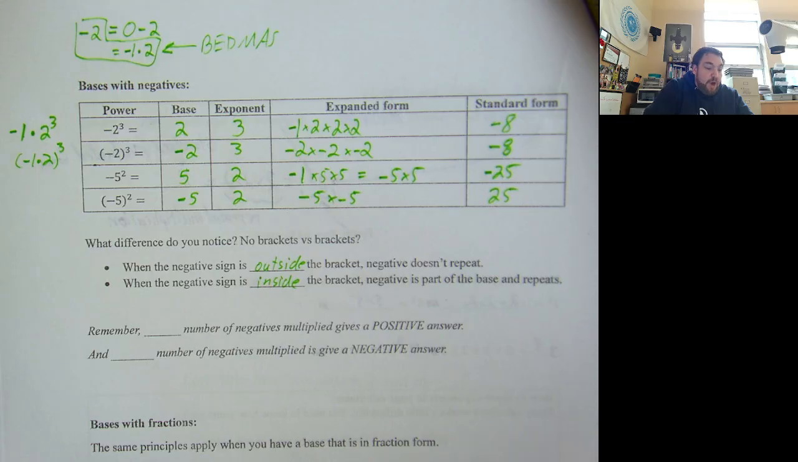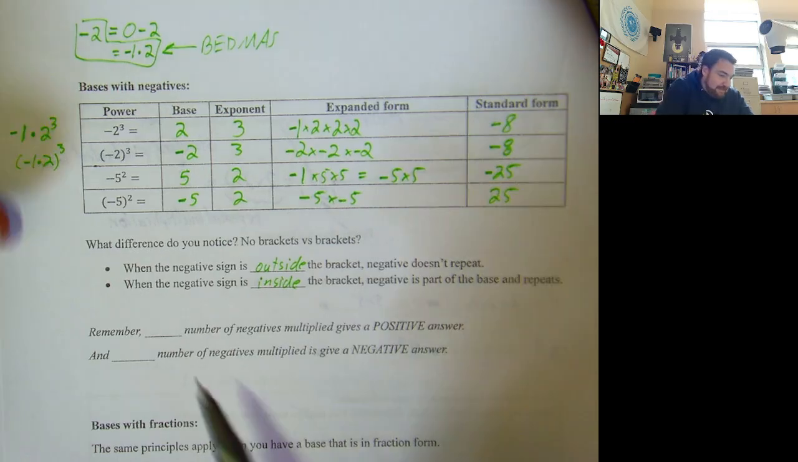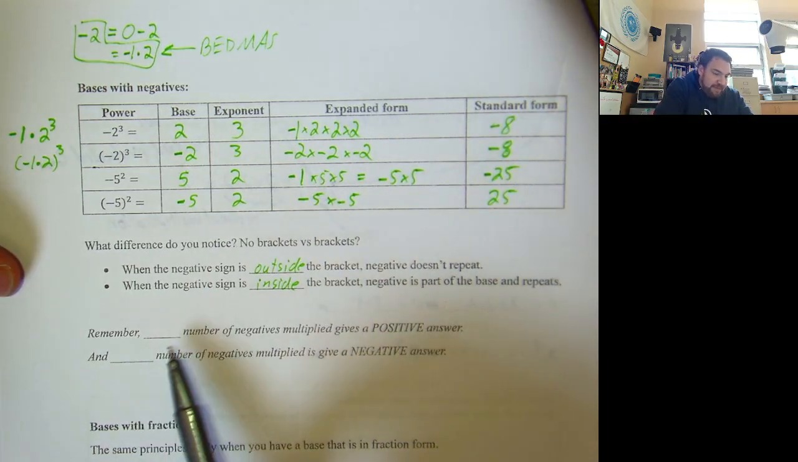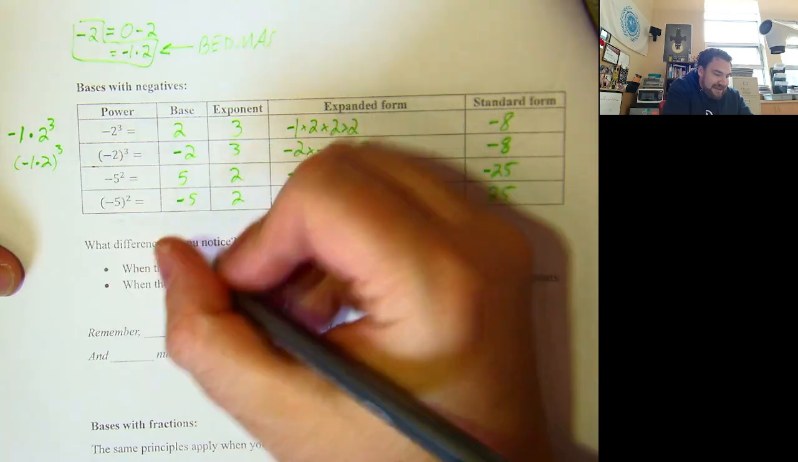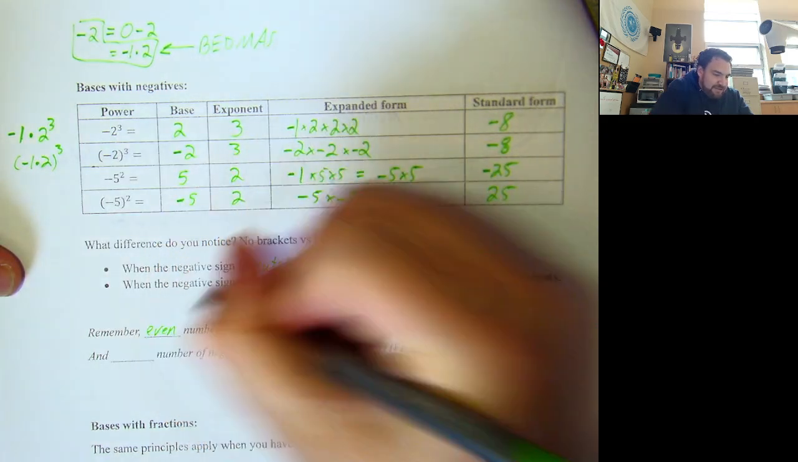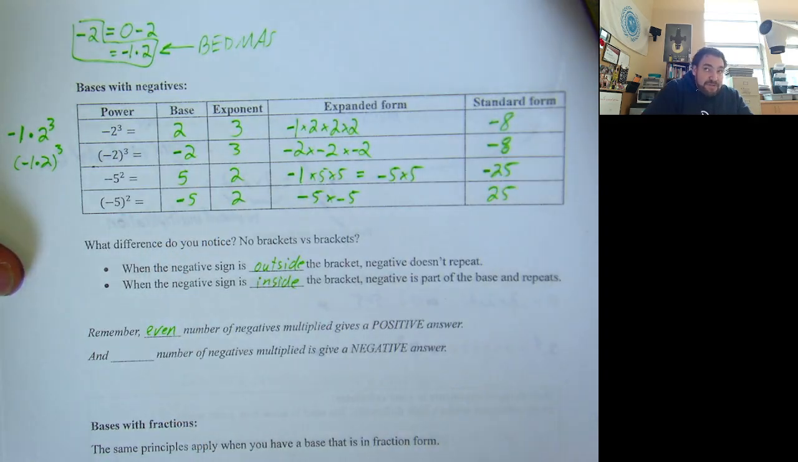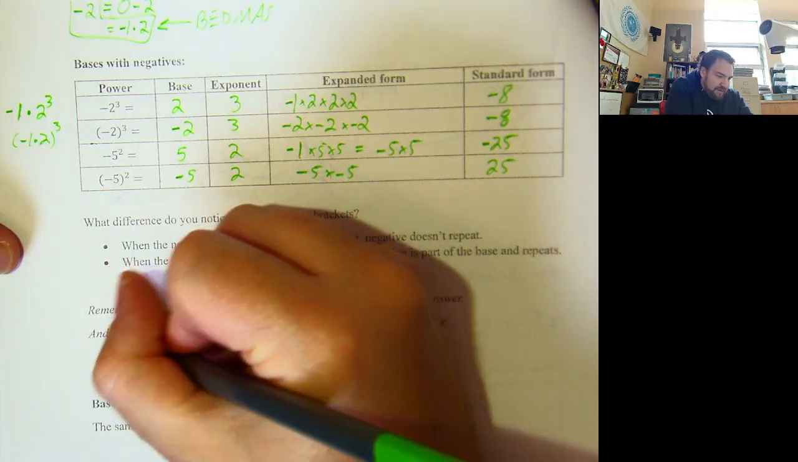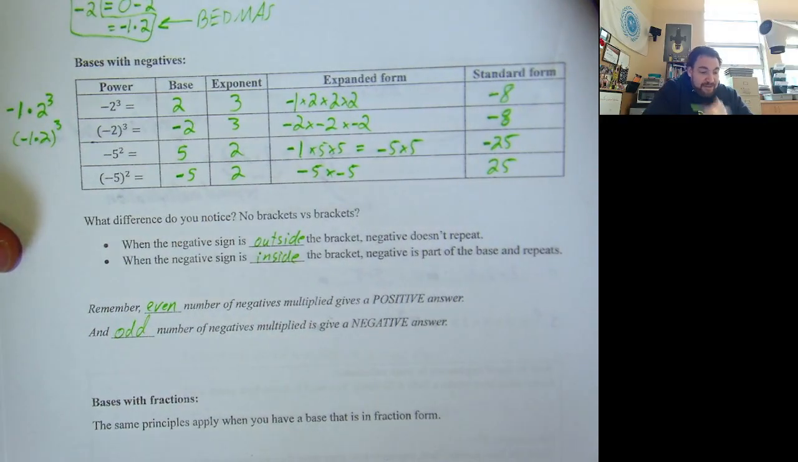Okay. Oh, and remember, an even number of negatives multiplied is positive. The even number of negatives, as Pavneet here said, gives you a positive result. An odd number of negatives multiplied is a negative result.